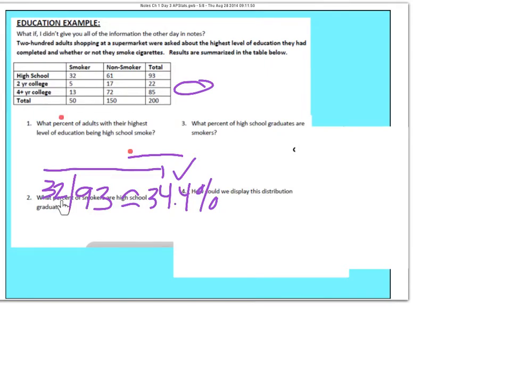Okay, question 2. Here they want to know what percent of smokers are high school graduates. So this is a conditional one. What percent of smokers? I'm going to stop there and look at all of the smokers. So in this case, we're looking at just this column. So the whole that we're looking at for our fraction is going to be out of 50. Of these, which ones are high school graduates? Now be careful. Initially, you would think it's just going to be the 32, but in this case, if you went to a 2-year college and a 4-year, you also did graduate high school. So it's going to be all 3 pieces of data. So in this case, 50 out of 50, or 100%.